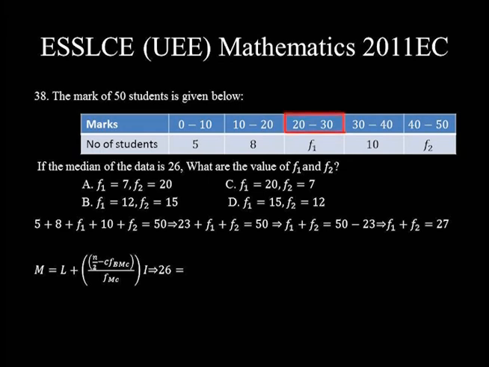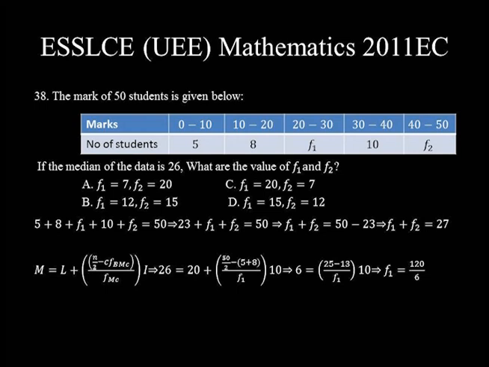The lower class boundary of this class is 20 plus n, the number of students, that's 50 divided by 2, minus cumulative frequency of the class less than the median class, meaning 5 plus 8, divided by the frequency of the median class, which is F1, times the interval, 30 minus 20, which is equal to 10. 26 minus 20 is 6, is equal to 50 over 2 is 25 minus 8 plus 5 is 13, divided by F1 times 10. This implies F1 is equal to 25 minus 13 is 12. 12 times 10 is 120 divided by 6. 120 divided by 6 is 20.